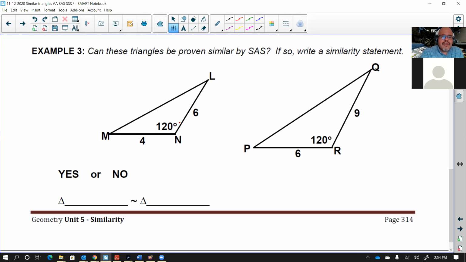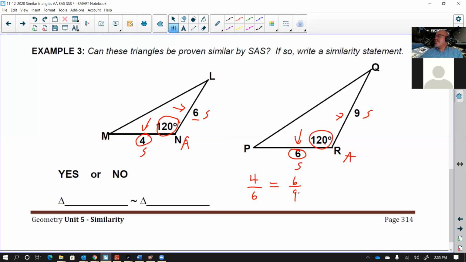So right here, we have an angle, and these two sides include that angle on both of these triangles. So we already have an angle in common. All we need to do is see if the sides are proportional. Since 6 is the smallest side on this triangle and 4 is the smallest side on this triangle, we can set up a ratio with that. So 4 over 6, and we see that that's equal to, and we have this side right here, 6 over 9. So we can either cross multiply or simplify.